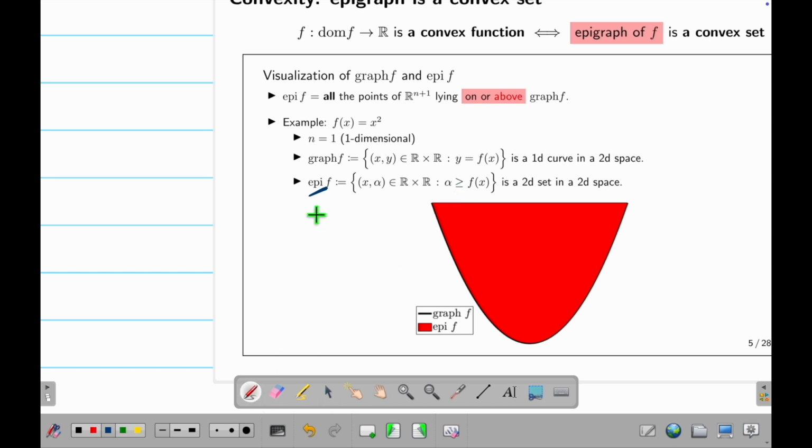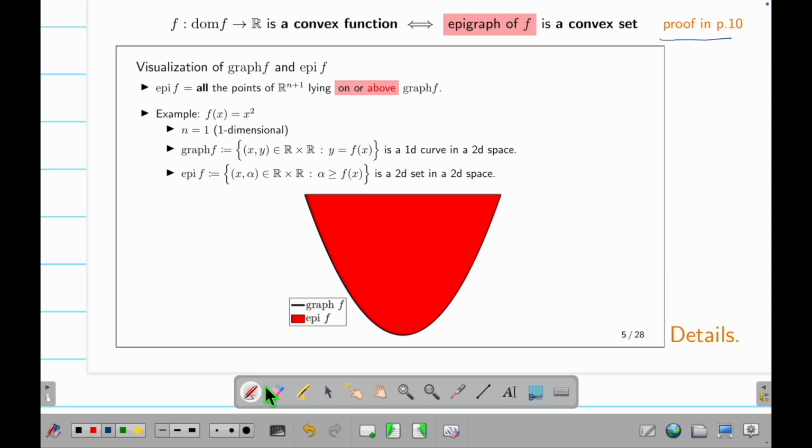So for example, my x is 3. Let's say this is 3. My f(x) will be what? This is my f(x), right? This means anything beyond f(x). So this is okay, this is okay, this is okay, and actually everything on top. So this is the epigraph, just a geometric object.